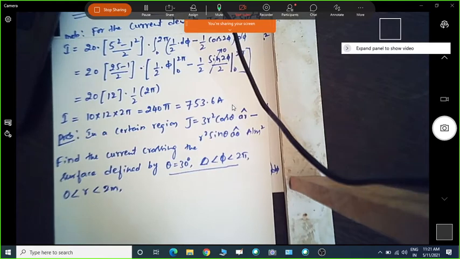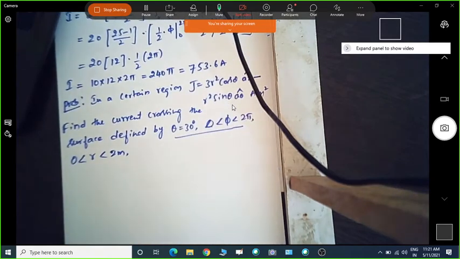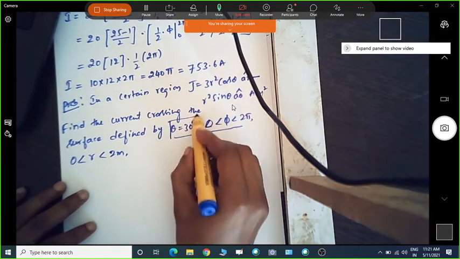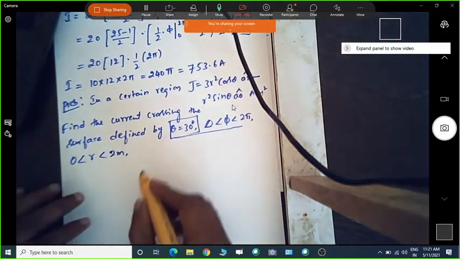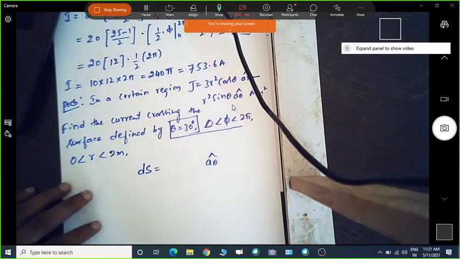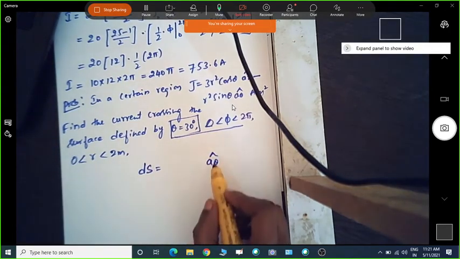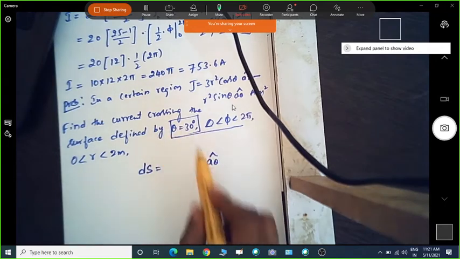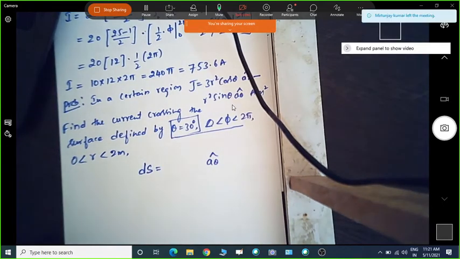How can we find it? Can anybody tell? Which is the surface? You have to find the differential surface which is perpendicular to the unit vector theta. So what is the differential surface which is perpendicular to this unit vector?